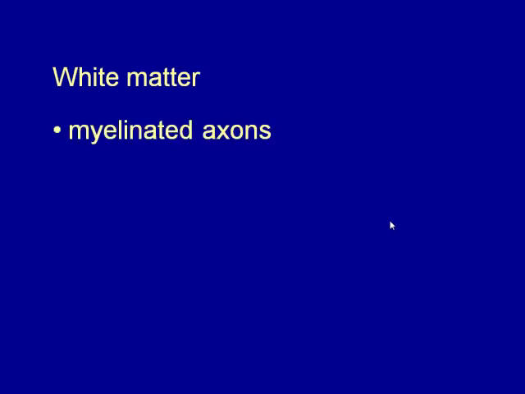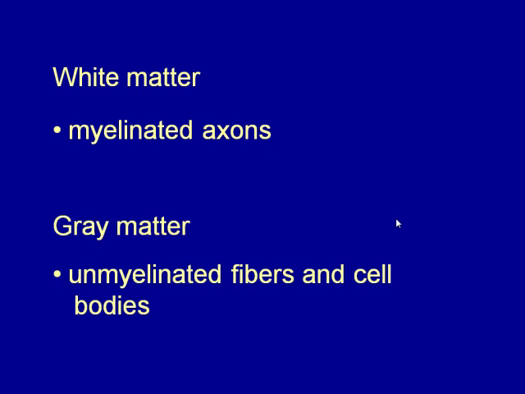White matter are simply myelinated axons. The myelin sheath is full of fat since it's basically cell membrane, and fat is like lard, it's white. Gray matter will be any of the unmyelinated fibers in cell bodies. So the dendrites, the cell bodies, and a few axons that are not myelinated will compose the gray matter.